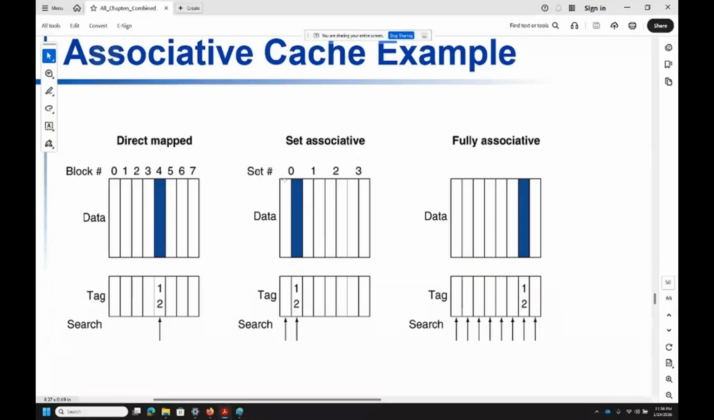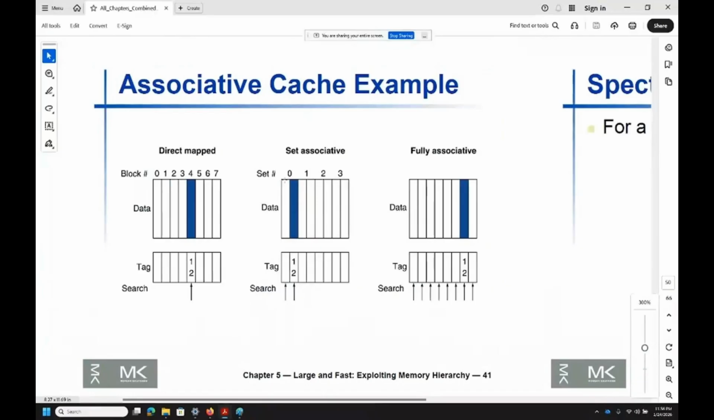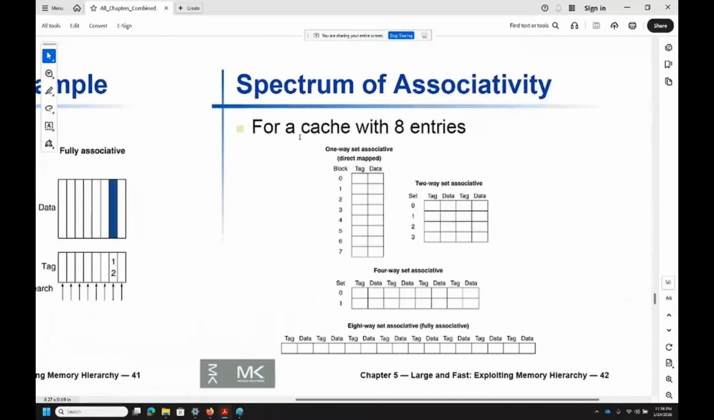And here the associativity is 2. So associativity is also called way. So n-way: a four-way cache means the associativity is 4 and each set has 4 elements. And then there is finally fully associative, where any data can be stored anywhere. So for a cache with 8 entries, direct mapped is block 0, 1, 2, 3, 4, 5, 6, 7. Two-way means you're splitting it into two-element sets. Four-way means you're splitting it into sets of four. And finally, eight-way is fully associative, where any data can be stored anywhere.